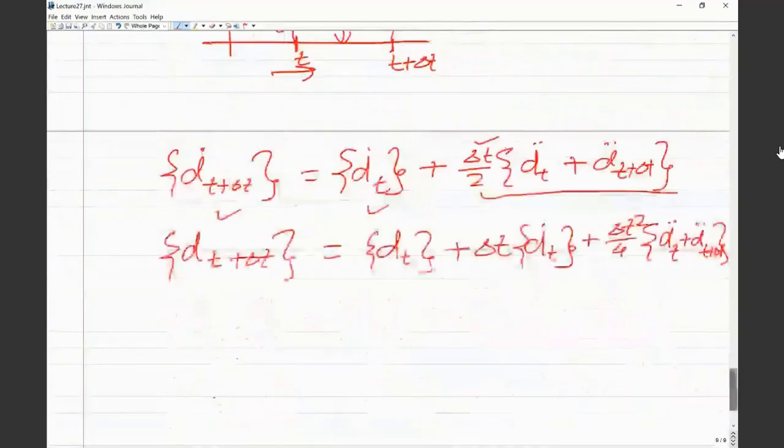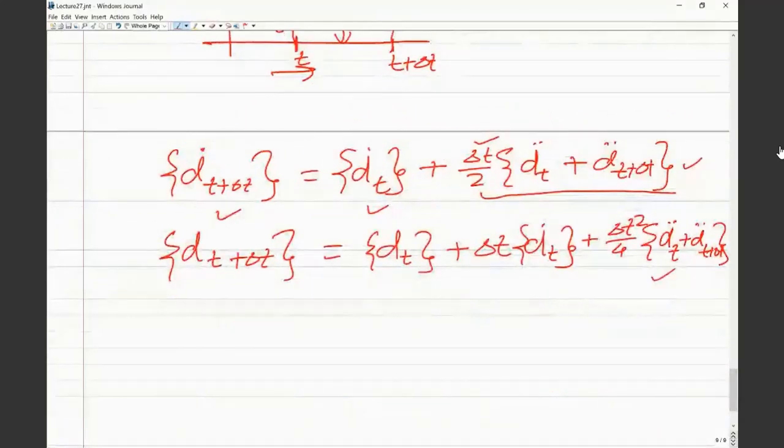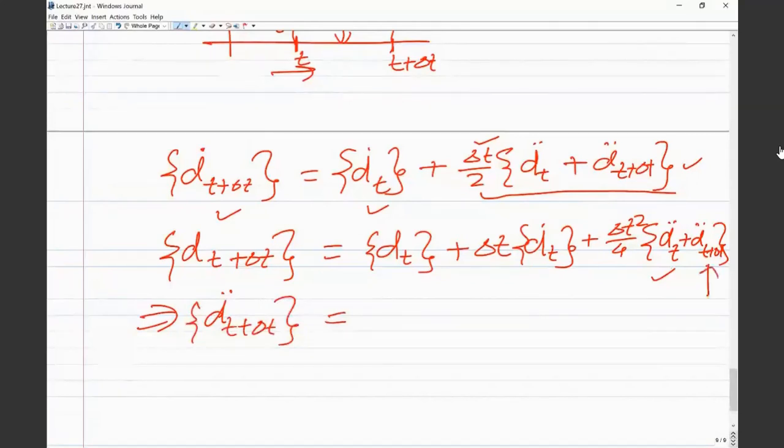So now what you can do is, using these equations, we want to express d double dot at t plus delta t and d dot at t plus delta t in terms of d at t plus delta t, and then we substitute that in the equation of motion and solve for d at t plus delta t. So from the second equation that I have written, you can write d double dot at t plus delta t is equal to, now you take this term on one side and all other terms onto the other side.